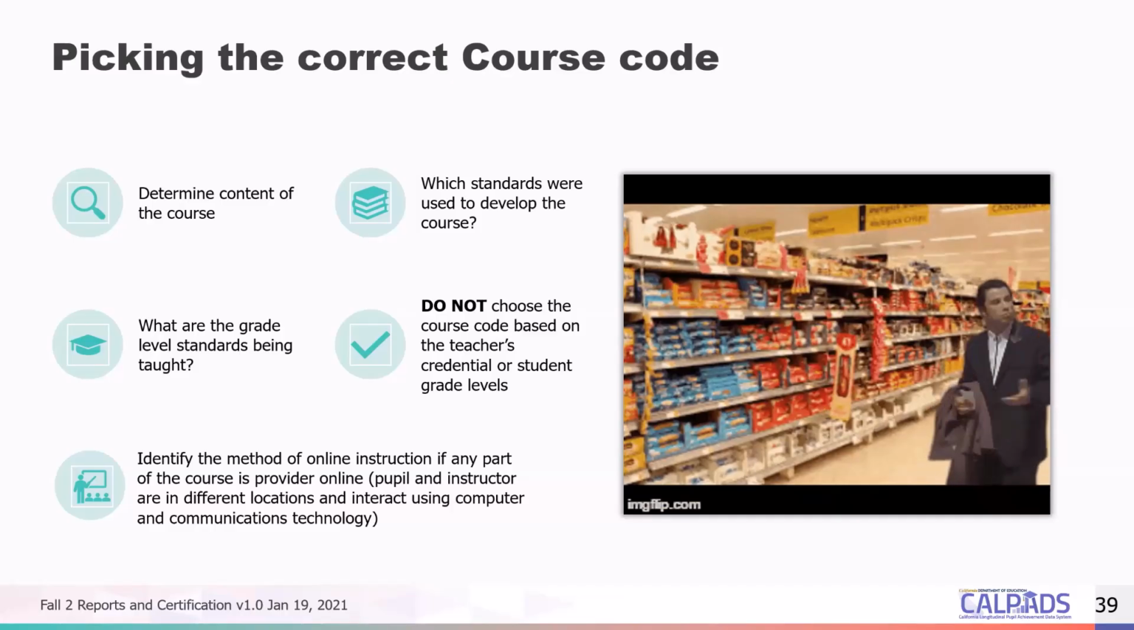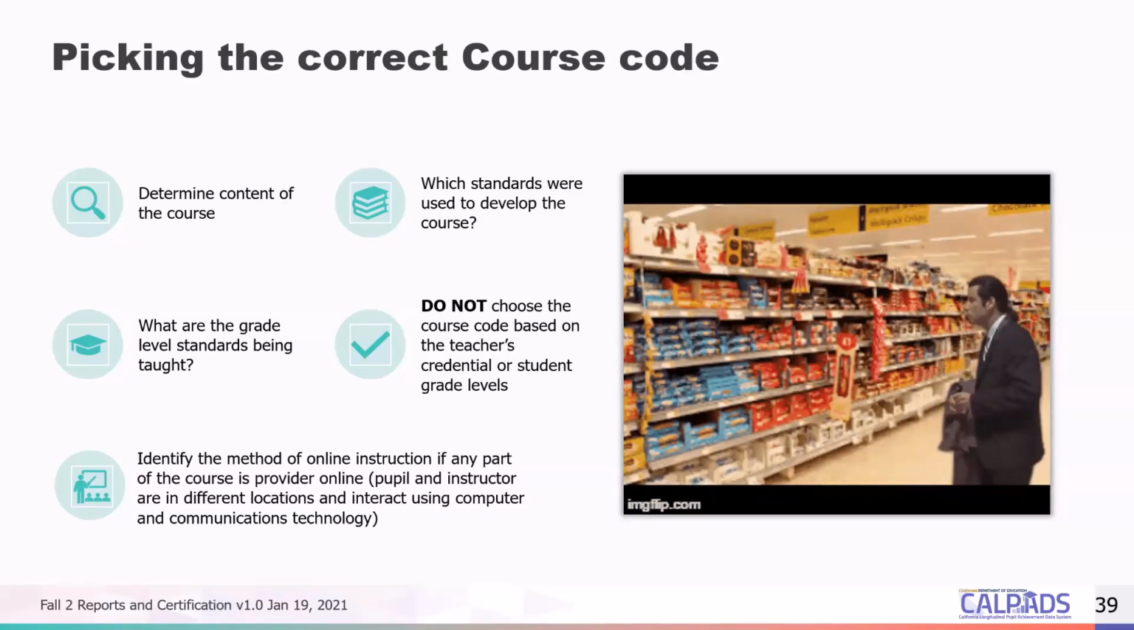So the first thing you always want to do is determine the content of the course. Don't look at the course name, look for a course definition. Try to identify the content of the course. What's the local description for the course? Identify the standards that were used. Who is the target audience, the students, who's teaching, what are their standards? Then what are the grade level standards, all right?